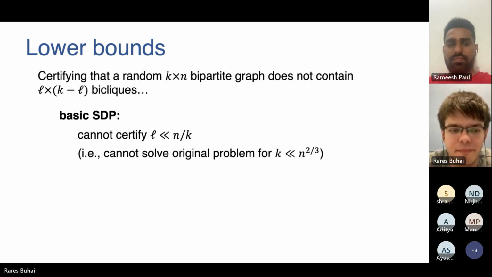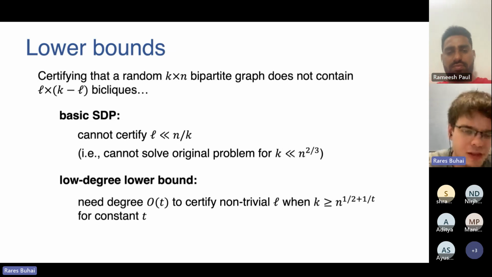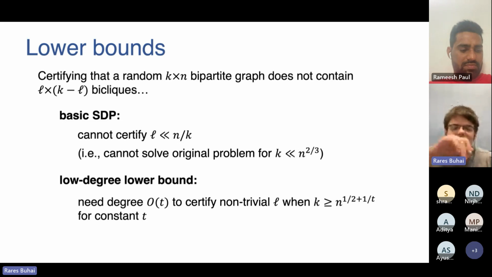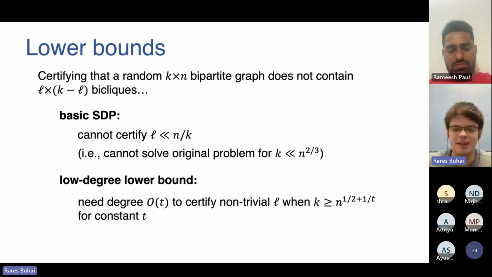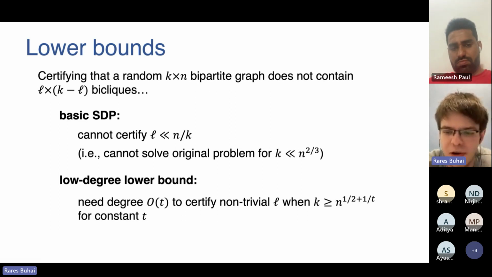Okay. And we also have some low degree lower bounds, actually. In this, you try to understand what if your algorithm was allowed to be just a polynomial in the input, what kind of polynomial would it need to be to even distinguish between a graph that contains a biclique or that does not contain a biclique? Basically, we showed that you need polynomials of degree O of t in order to certify anything non-trivial when k is at least n to the 1/2 plus 1 over t.